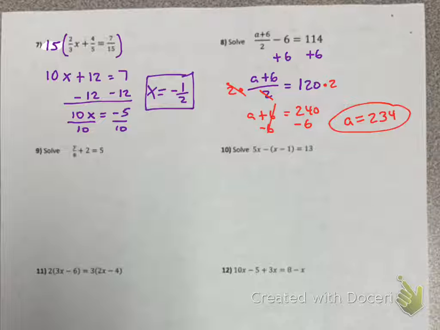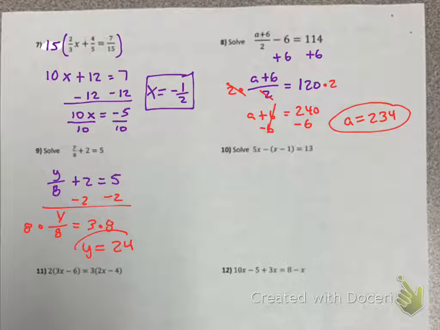Question 9 is a little hard to see. Sorry that the review is a little blurry, but it's y over 8 plus 2 equals 5. To start this problem, we're solving for y, so the first thing we're going to do is move the 2. So we're going to subtract 2. So we've got y over 8 equals 3. Then to get rid of the division by 8, we multiply both sides by 8. And in this case, we get y to equal 24.